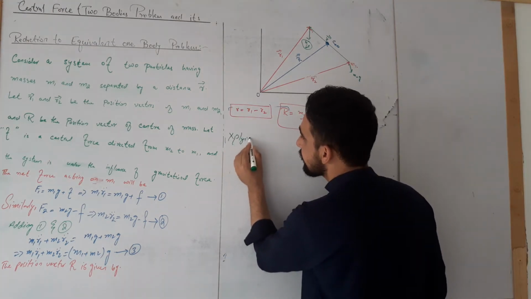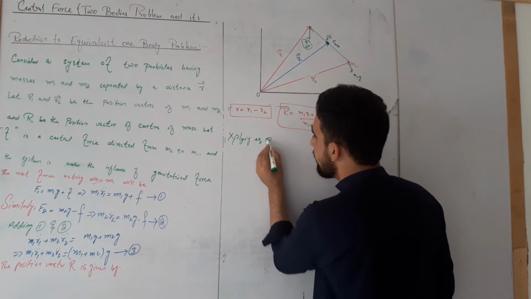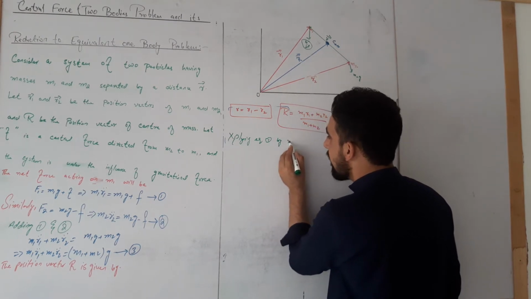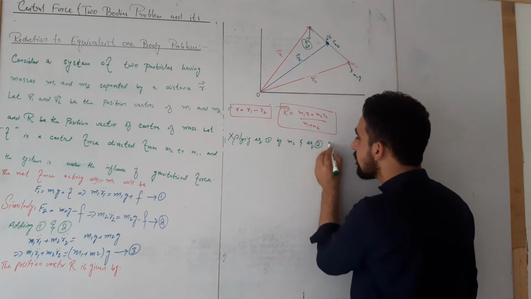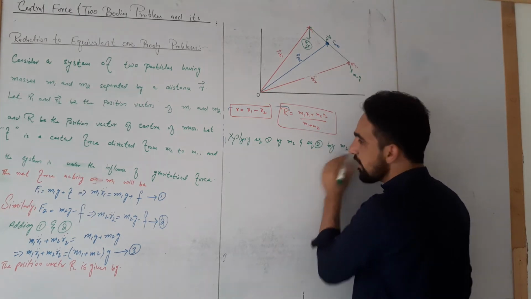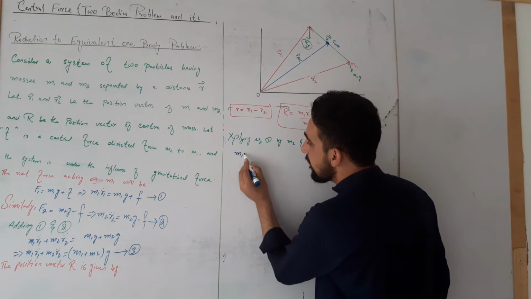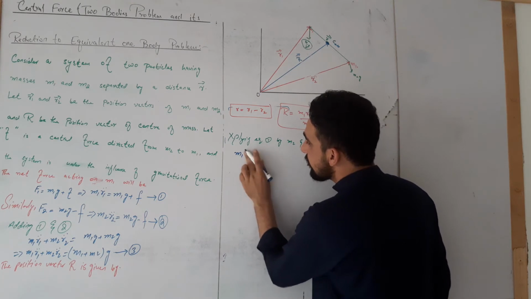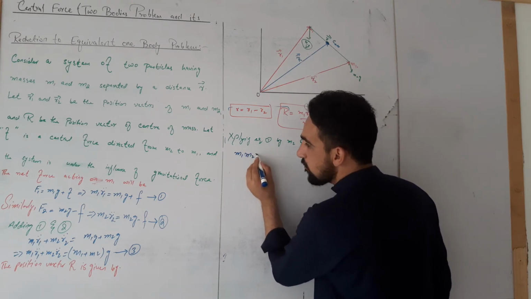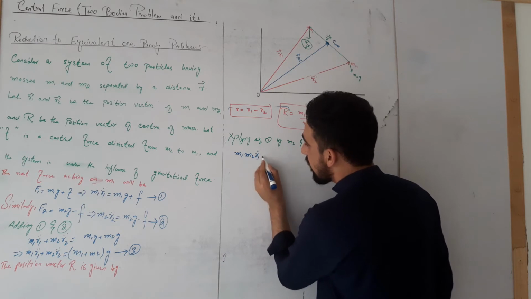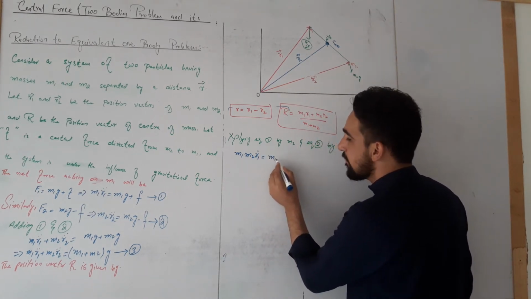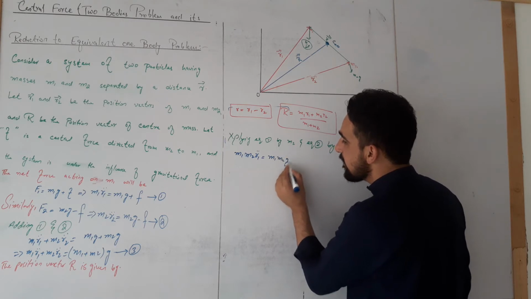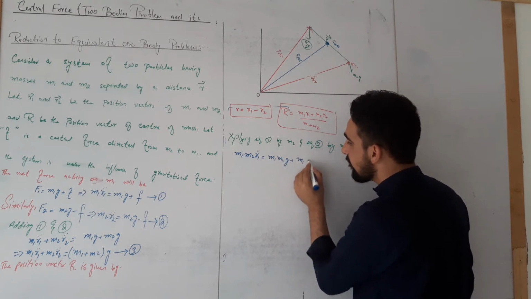Multiplying equation 1 by m2 and equation 2 by m1, we have m1 m2 r1 double dot is equal to m1 m2 g plus m2 F.